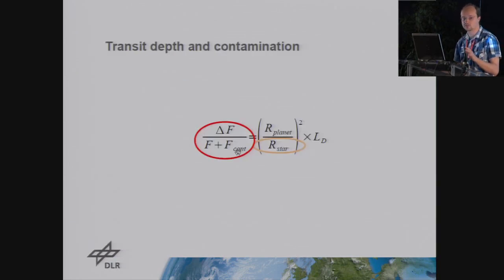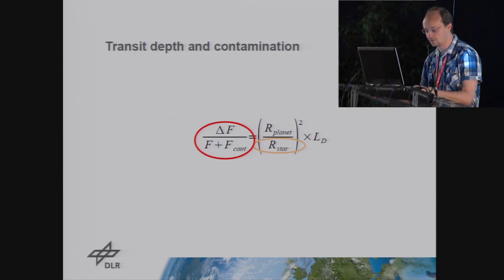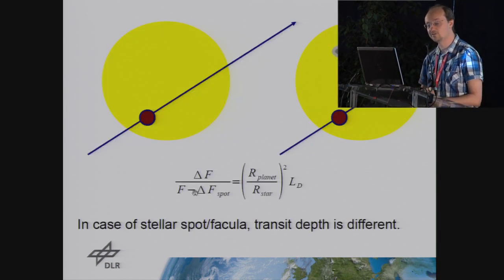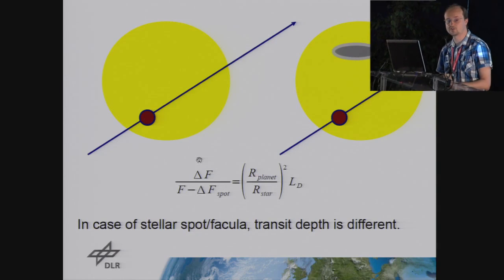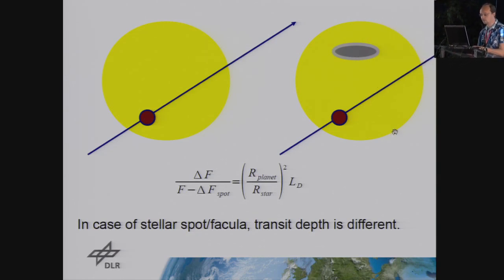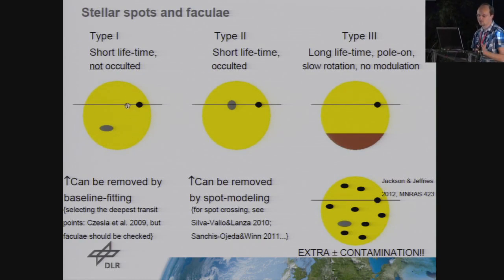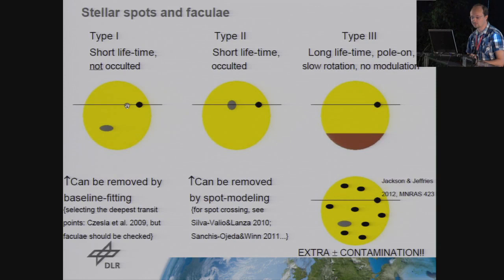If we have a background star or galaxy, then there is no problem. Then we can routinely remove it from the measured transit depth. But if we have a spot or a bright facula, then the transit depth will be different. And this is a time-dependent phenomenon. In my categorization, there are at least 3 types of spots. So one is which is not occulted, and this can be removed by baseline fitting or selecting the deepest transit points. This is done routinely.